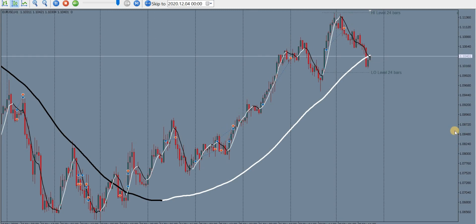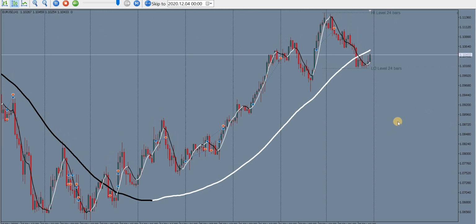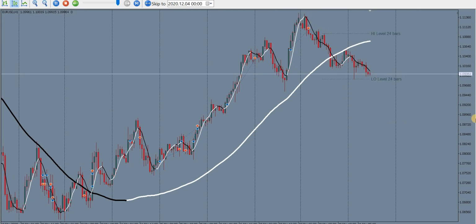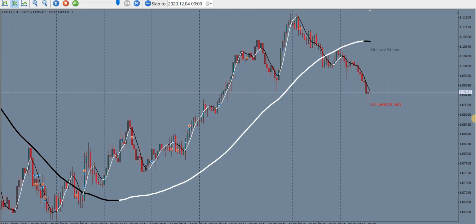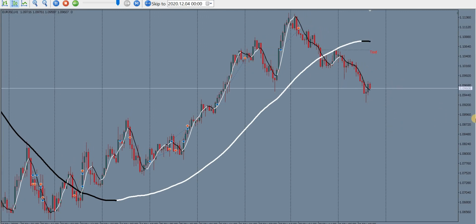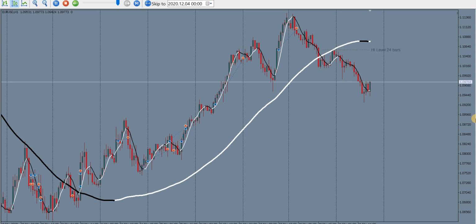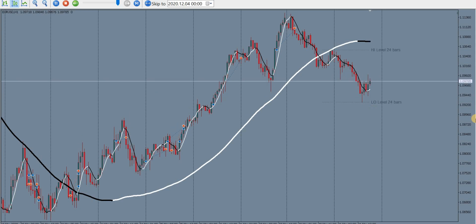But in the end, it went well, apparently. But that's a warning sign right there. Find the proper settings. Find the proper lot size for your equity.